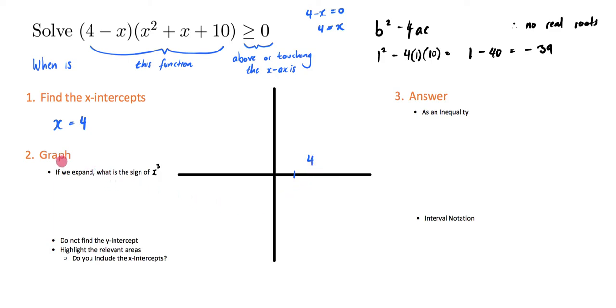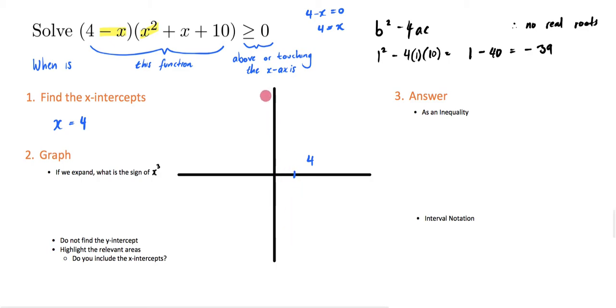I now need to graph it, but before we do that, we need to consider whether or not if I was to expand this, what is the sign going to be in front of my x cubed? I can look up here and I can see I have a negative x and I have x squared. If I was to multiply those together, I'm going to end up with negative x cubed. So what that means is my graph is going to start over here. It's going to come here, then come down and look something like that.